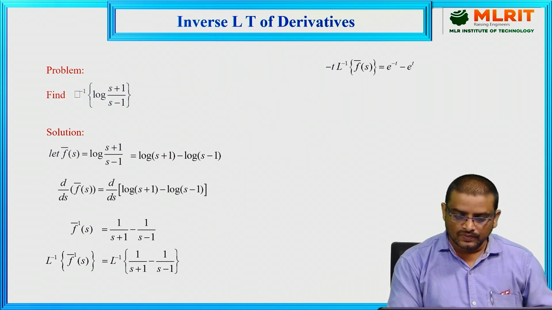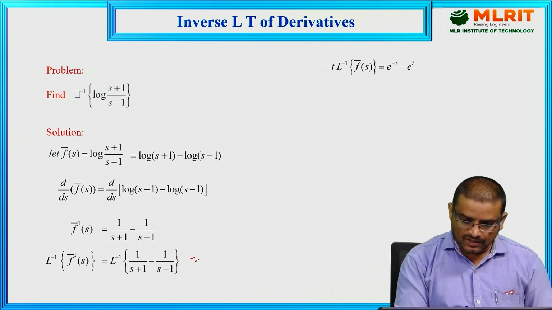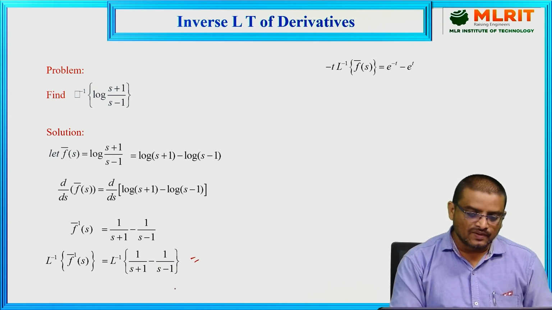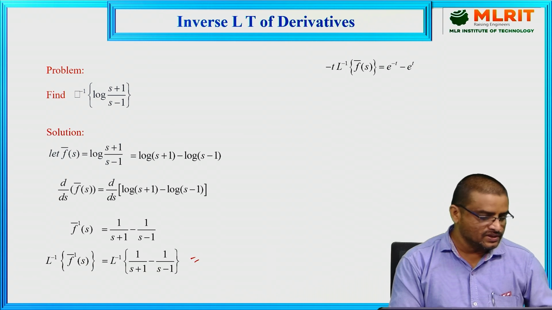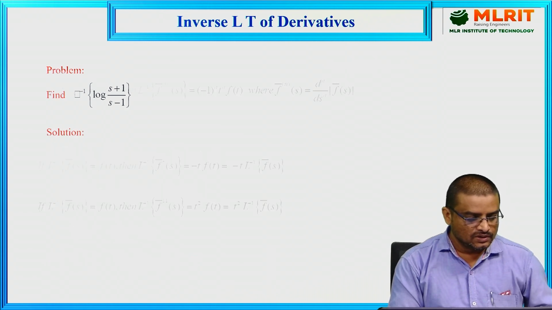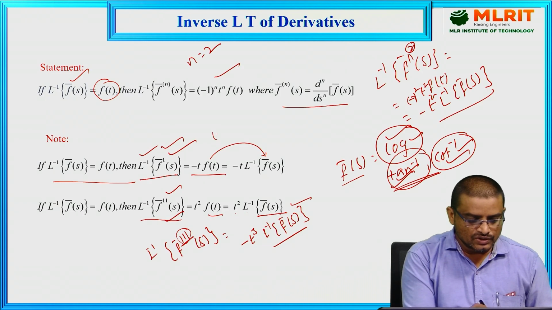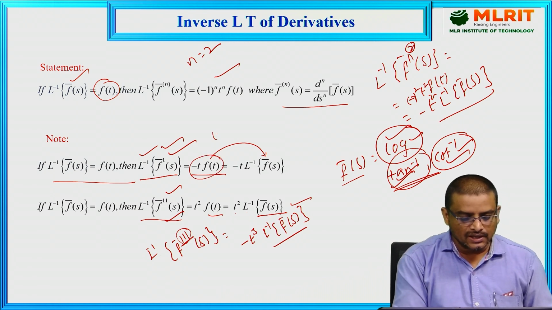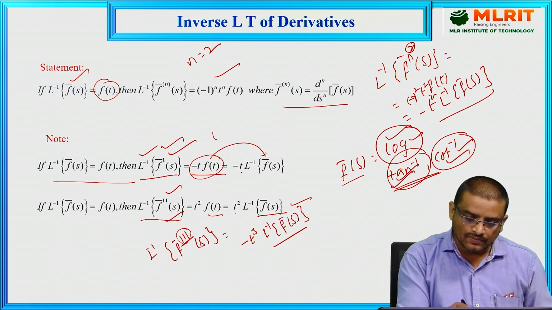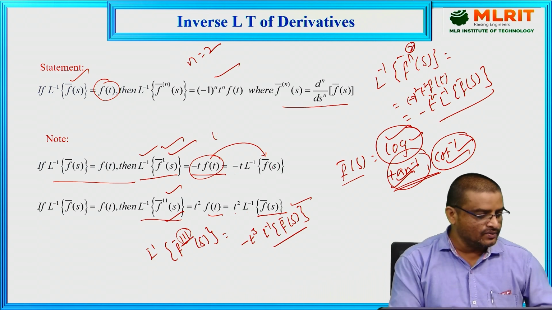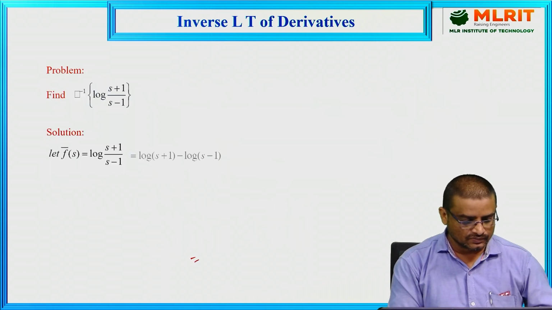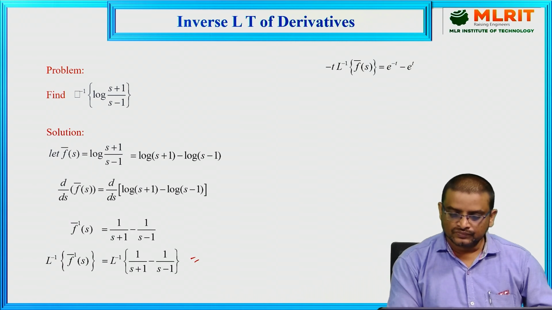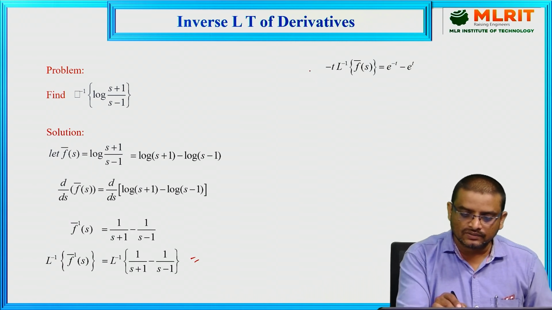So now, this can be written as... what is the formula we have just seen in the previous video? L inverse of f bar dash of s is equal to minus t into f of t, or this can be written as minus t into L inverse of f bar of s. So that is the thing we have taken here.